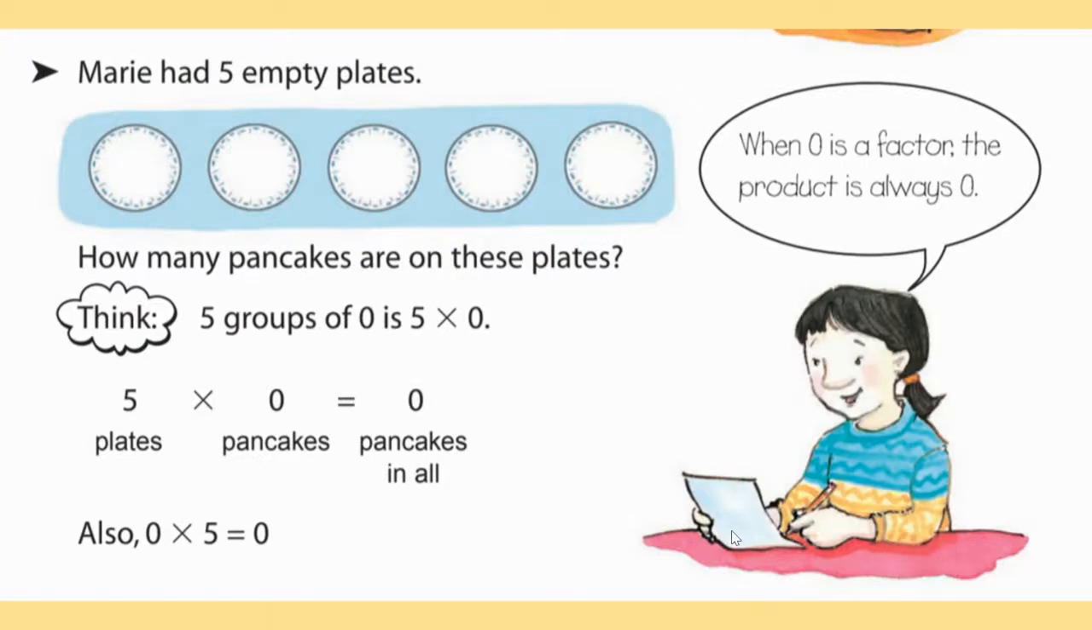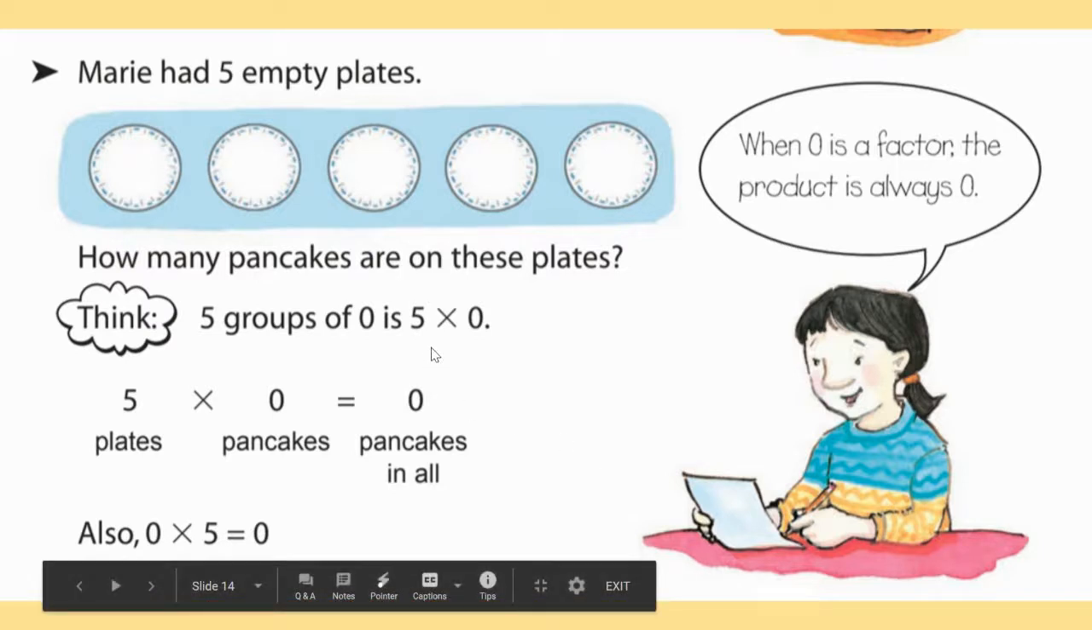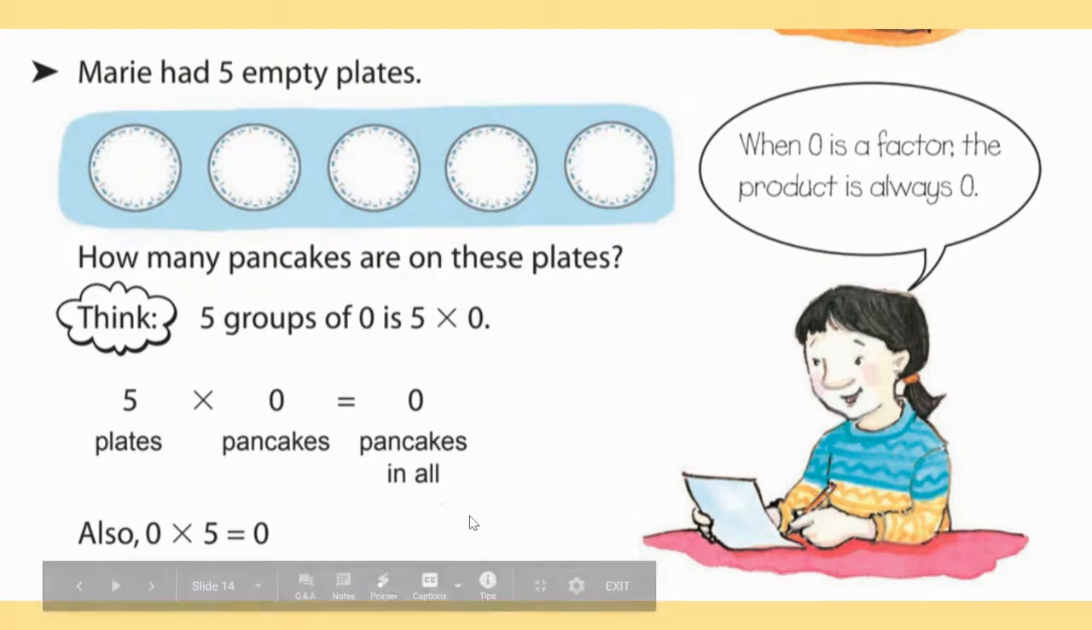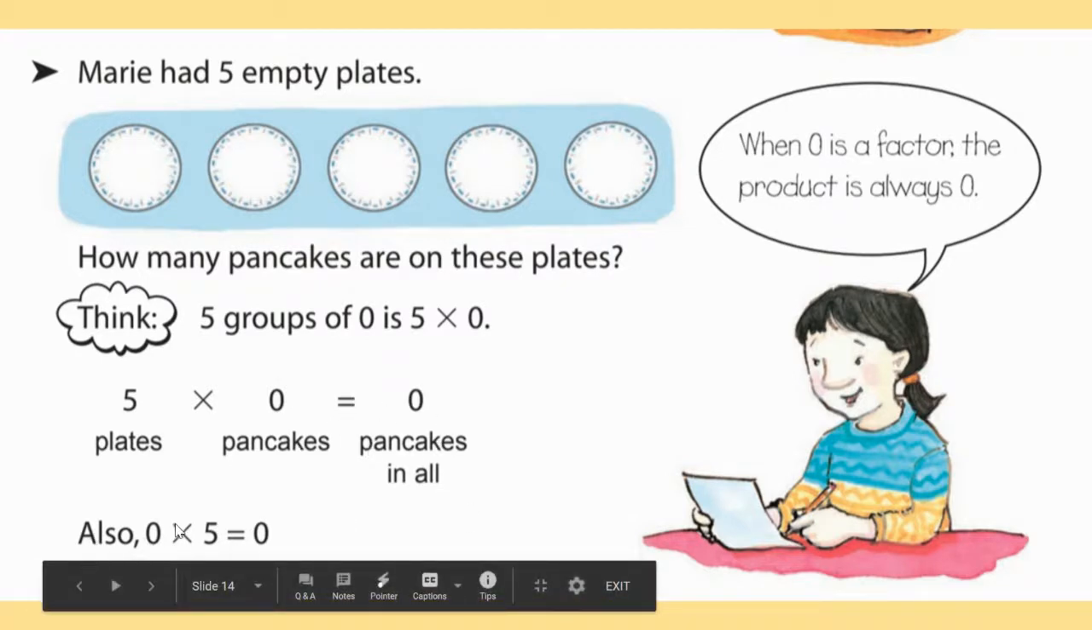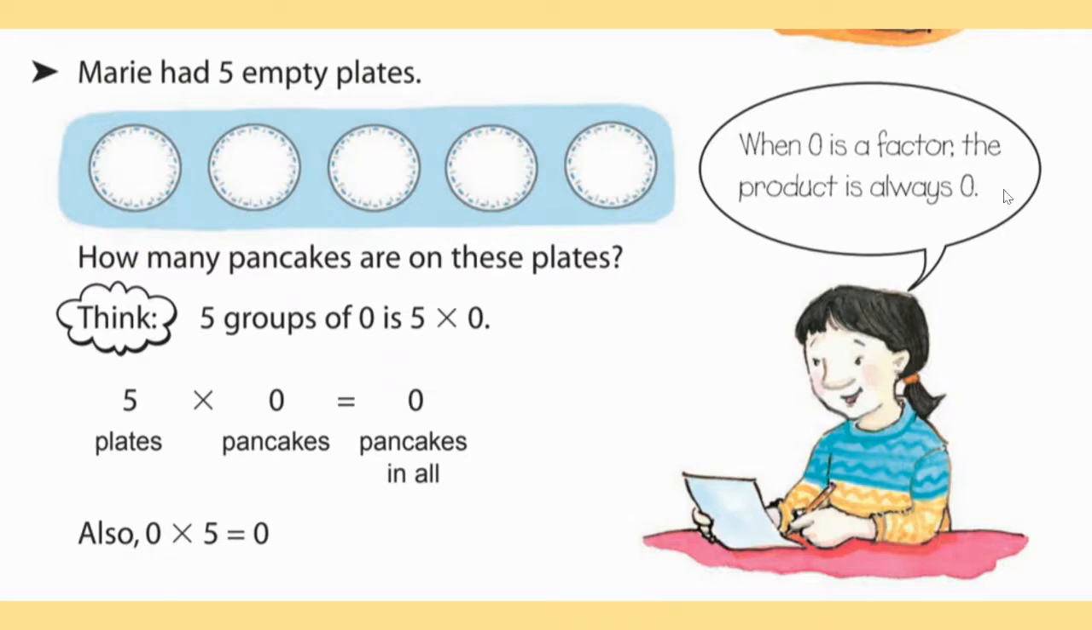Marie had 5 empty plates. How many pancakes are on these plates? Think. 5 groups of 0 is 5 times 0. 5 plates times 0 pancakes equals 0 pancakes in all. Also, 0 times 5 equals 0. So when 0 is a factor, the product is always 0.